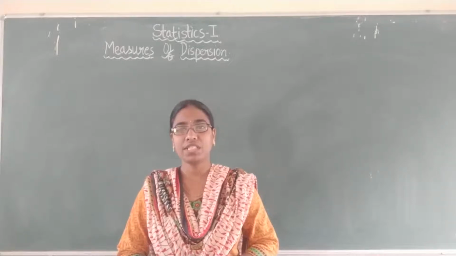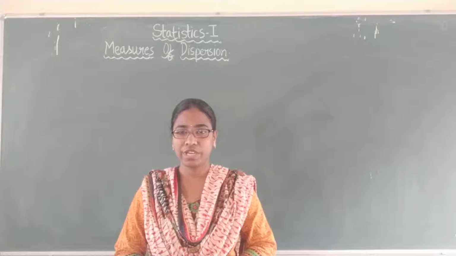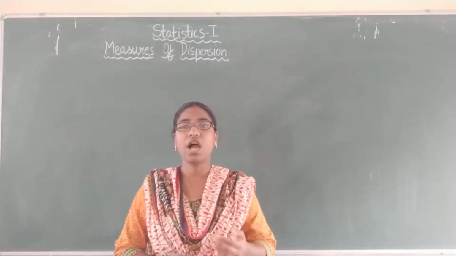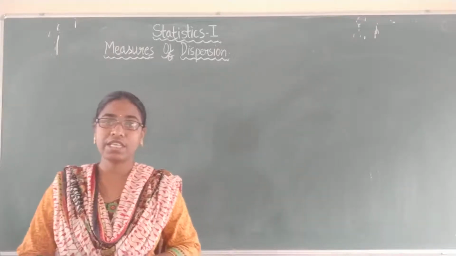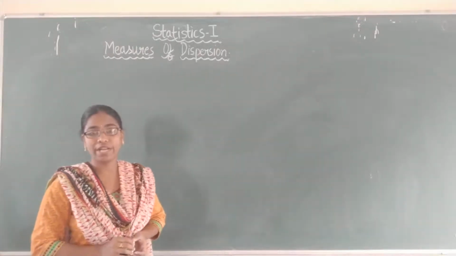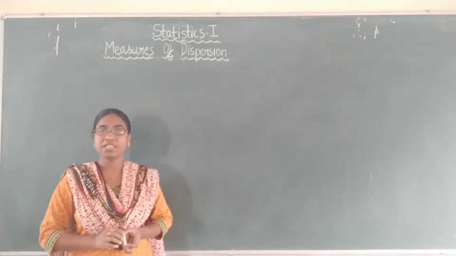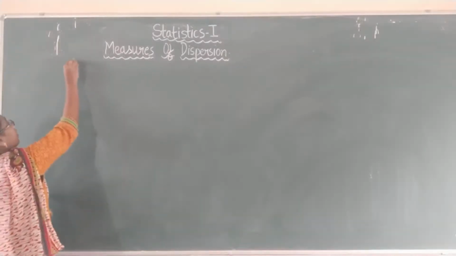In our previous class, we discussed the quartile deviation, right? We have seen quartile deviation for the ungrouped data. Under measures of dispersion, there are four measures, right? The first one is range, which we have completed. The second one, we have studied is the quartile deviation.